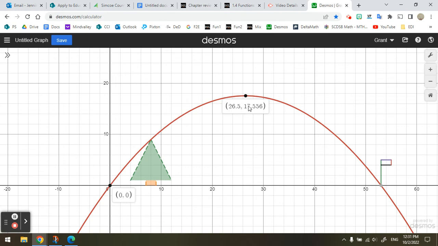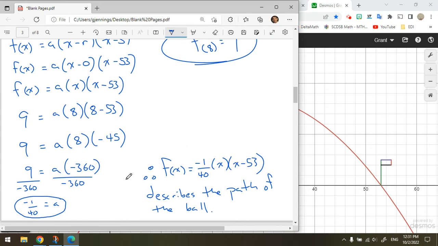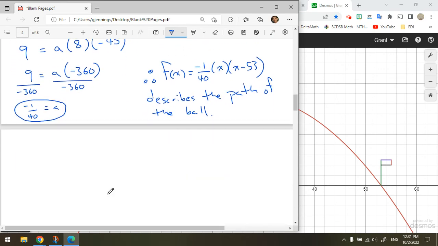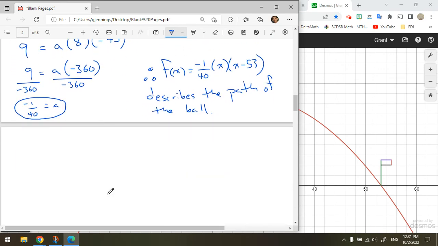Here's the vertex. We're going to be asked to find that in just a moment. 26.5, 17.556. That looks like 5 over 9 to me. And then it holes in one there at 53 yards away or meters away or whatever. Okay, there's the flag. Cool, right? All right, isn't Desmos lovely? Now, let's see if we can find algebraically what the height is, okay? So how would we do that? Well, we can complete the square, or we can just know where to find the vertex, okay?